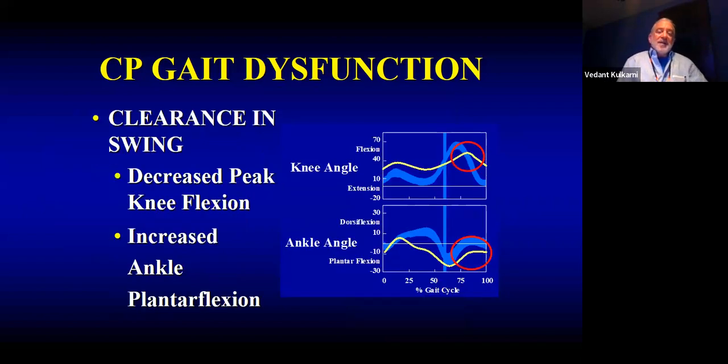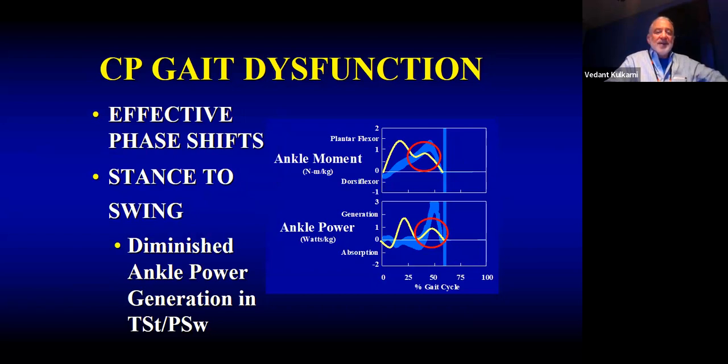We talked about clearance in swing, which requires co-activations and coordinated limb segment movements between the hip, knee, and ankle. In children with CP, they tend to have delayed and diminished peak knee flexion in swing, that's the plot on the top, and increased ankle plantar flexion, which is the plot on the bottom. Both of these decrease the normal limb shortening that occurs in swing, so it's common for kids to have impaired swing phase clearance or a toe drag.